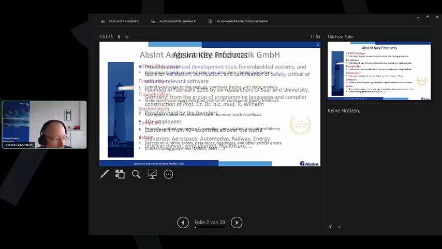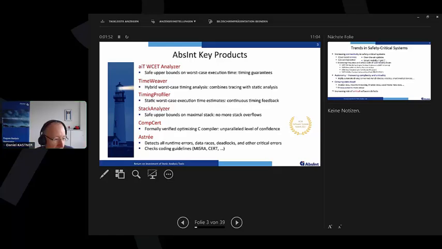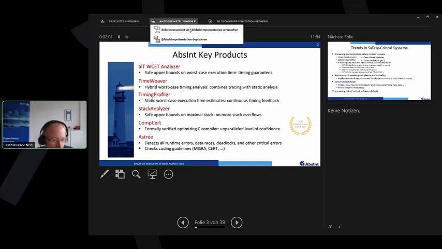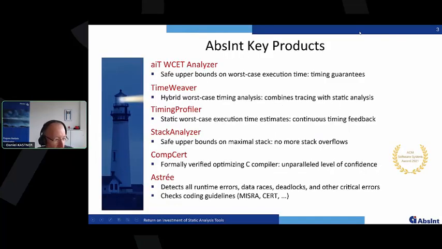Okay, sorry to interrupt you, Daniel. You are sharing the speaker screen, so it's the wrong one after all. Okay, then let's just switch. Better now? Yeah, good. So, yes, good that you mentioned it.